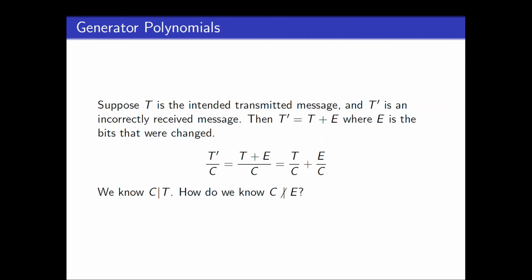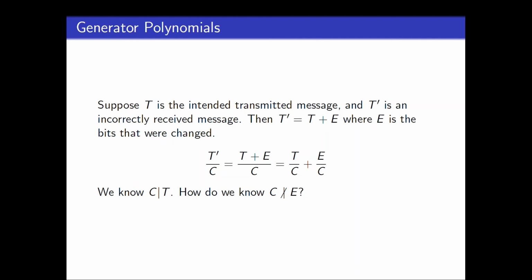And so, expanding that out, when we perform that long division, we have the intended transmitted message plus that error polynomial divided by C, and we can break that up using properties of division that we already know. We know that C divides T. That's the whole point of the transmitted message. But the point of the generator polynomial is to make sure that chances are C will not divide E.